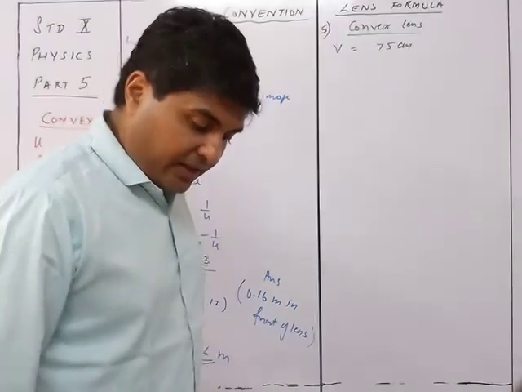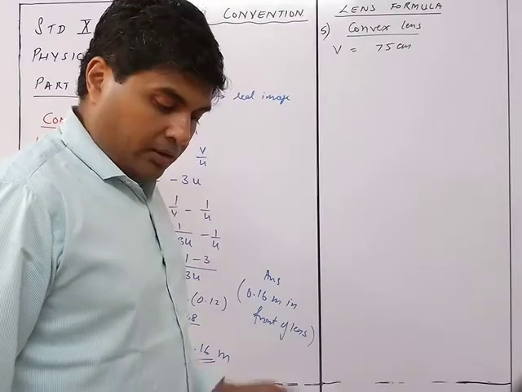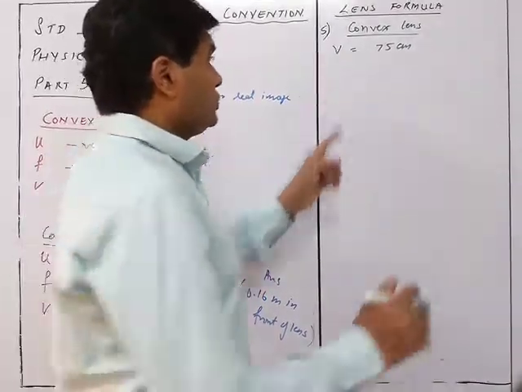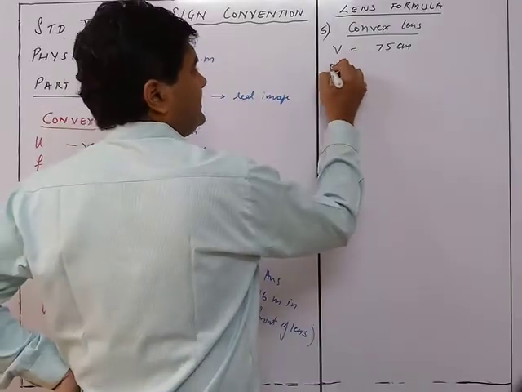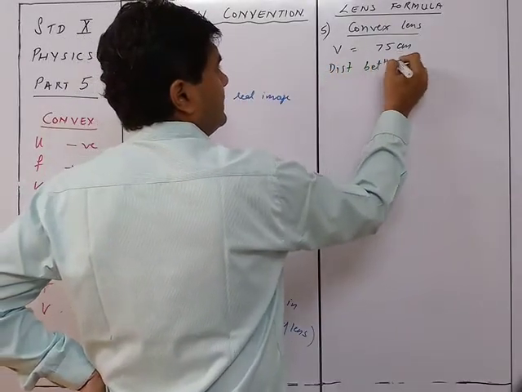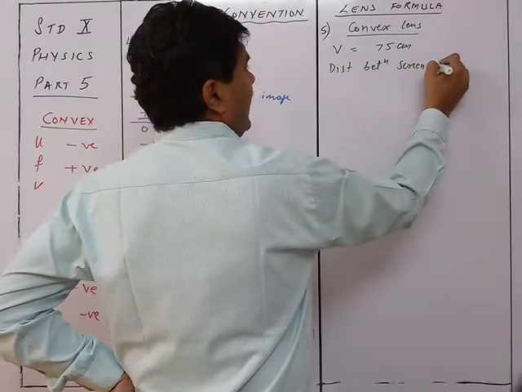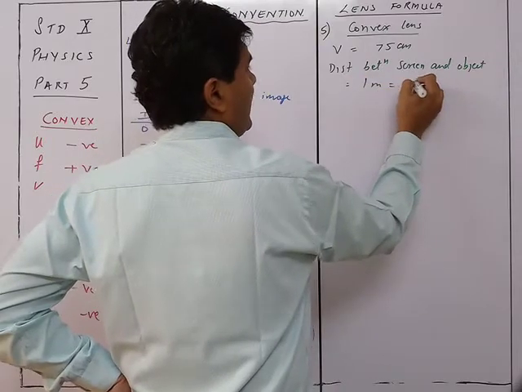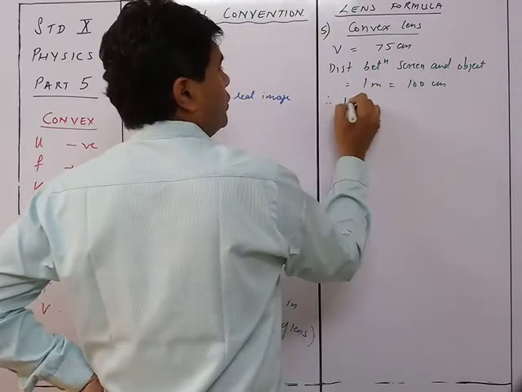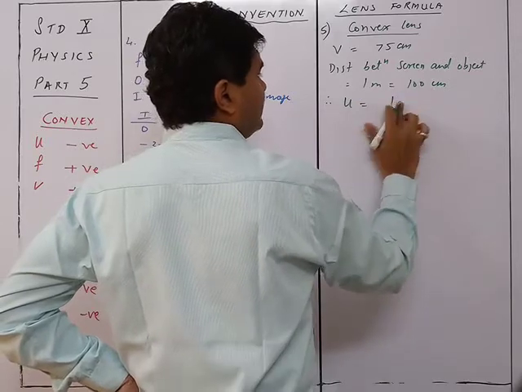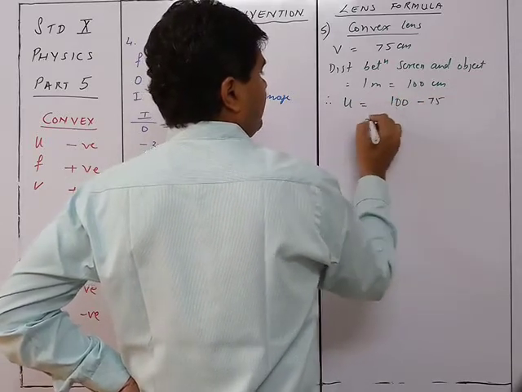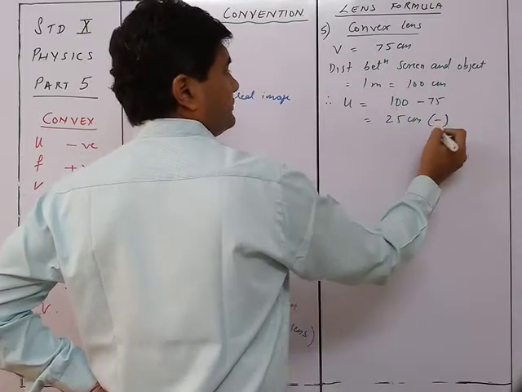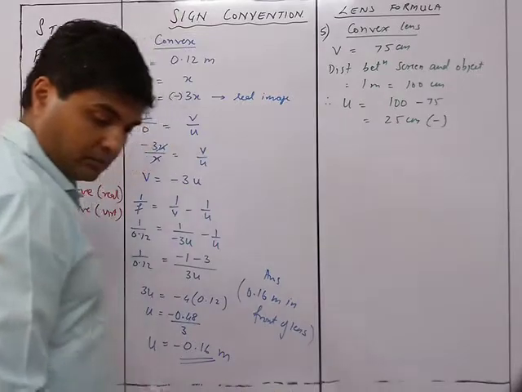Now it is given that the distance between the screen and the object is 1 meter. So if this is 75 centimeters, the distance between screen and object is 1 meter, which is 100 centimeters. Therefore, u is equal to 100 minus 75, which is 25 centimeters. And u will be negative.